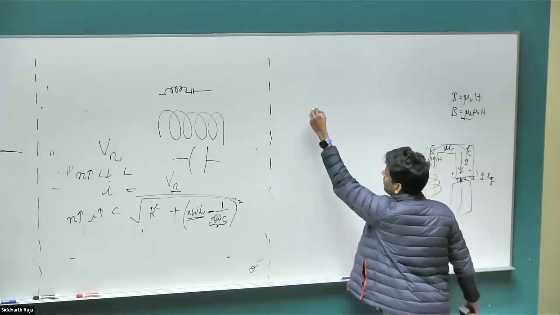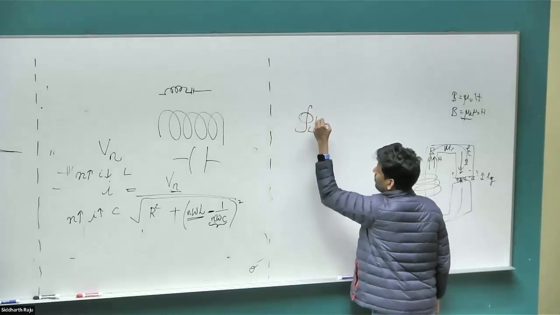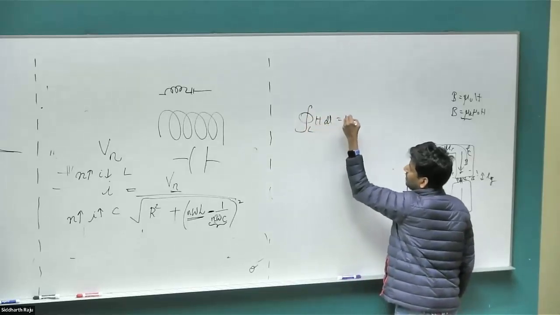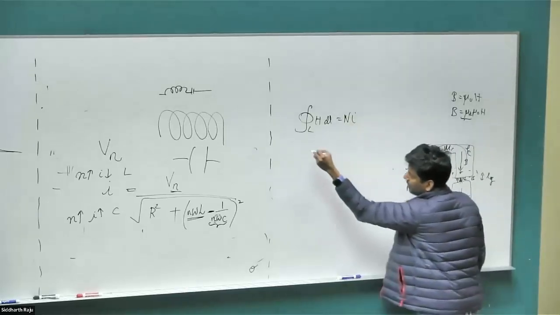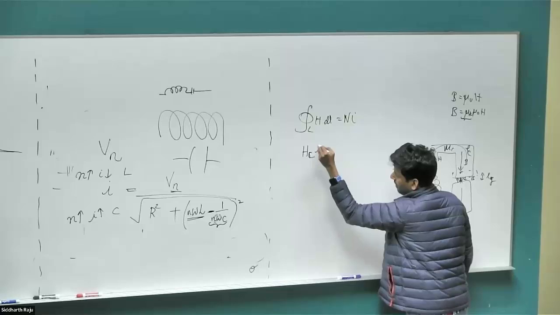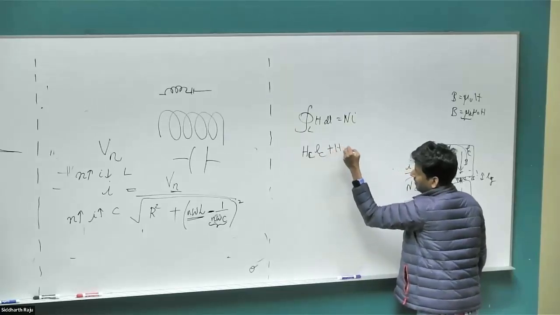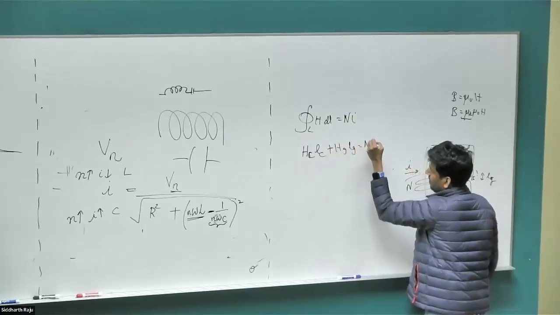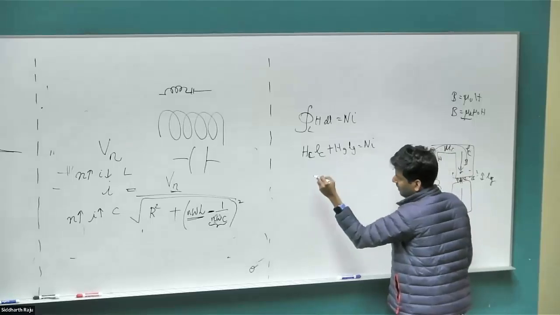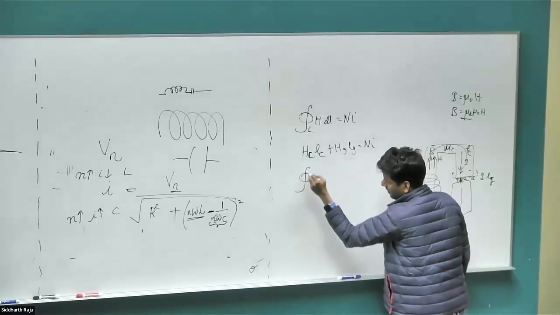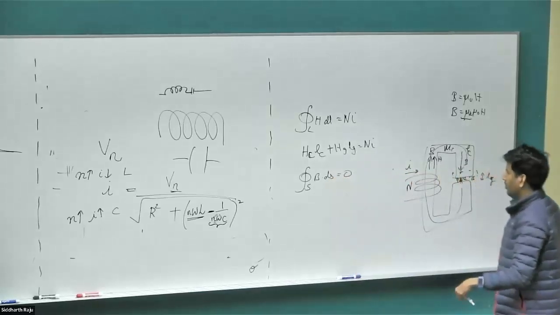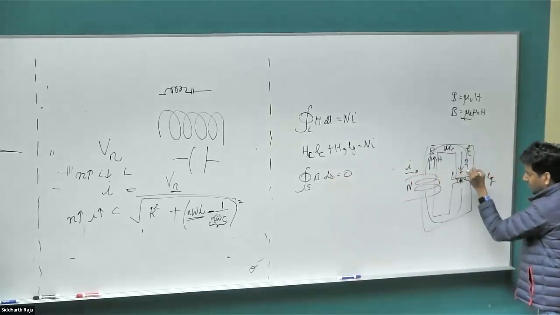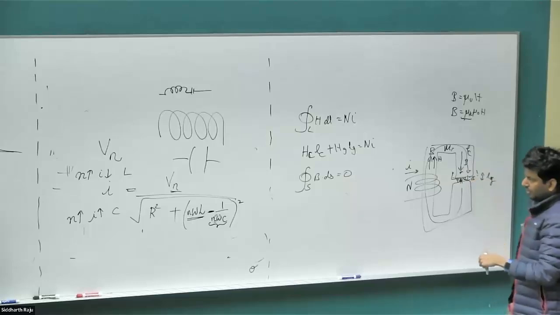The first one, go over a closed loop, integral H dot dl is equal to NI. So if I go over this loop that I've chosen, H in the core times length of the core plus H in the air gap times length of the air gap must be equal to NI. And then the second equation is surface integral over a closed surface, B dot dS must be 0. What does that mean? The flux coming here must be the same as the flux going out here.